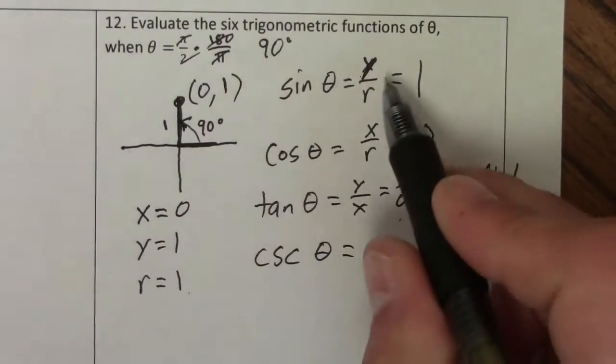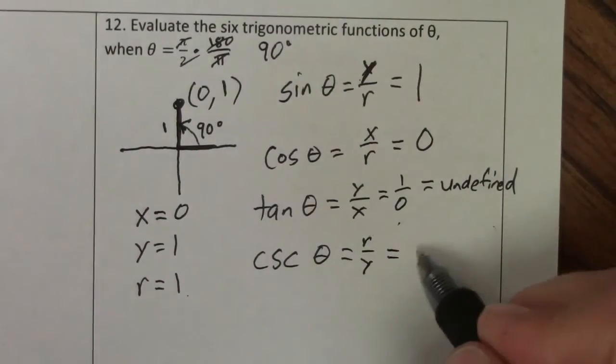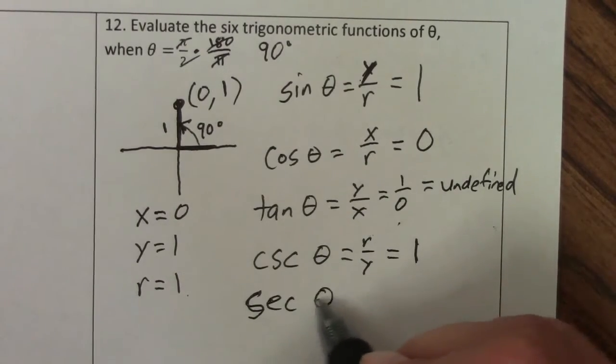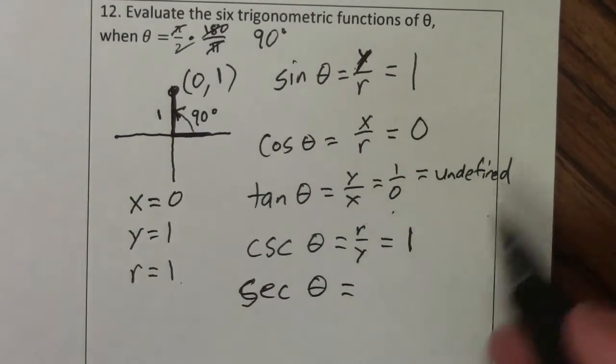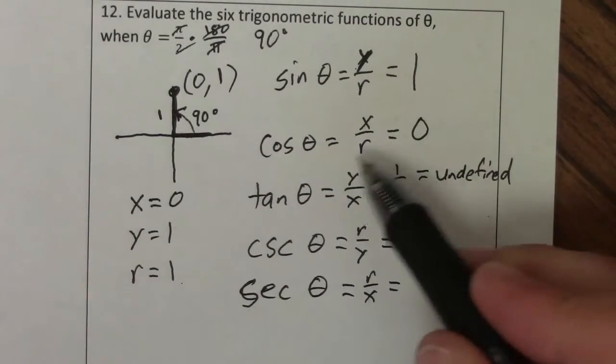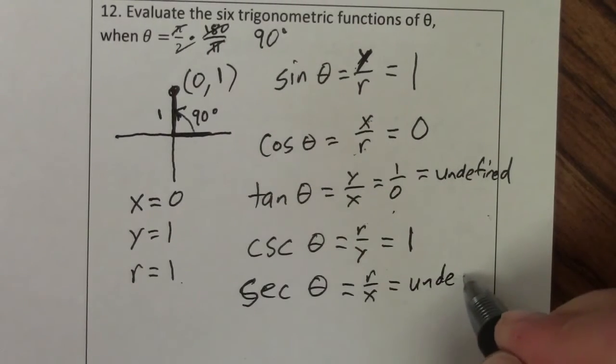Cosecant is the reciprocal of sine, so it's r over y, which is 1 over 1 again. Secant is the reciprocal of cosine, so it's r over x, which is going to now put the 0 that was the x into the denominator. So this is going to be undefined.